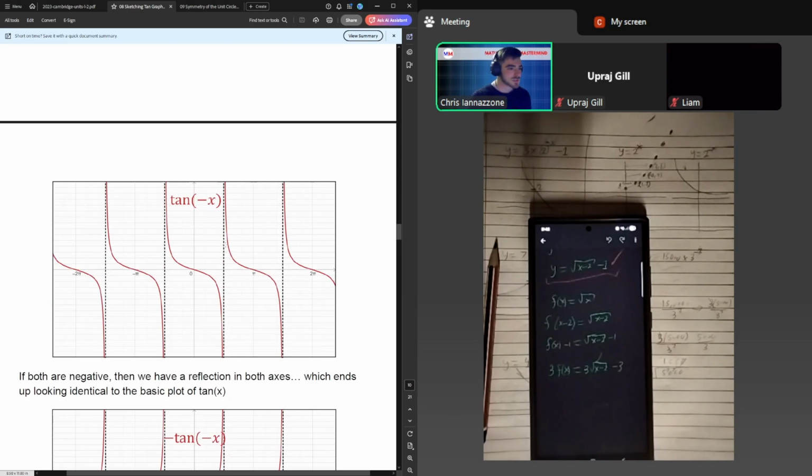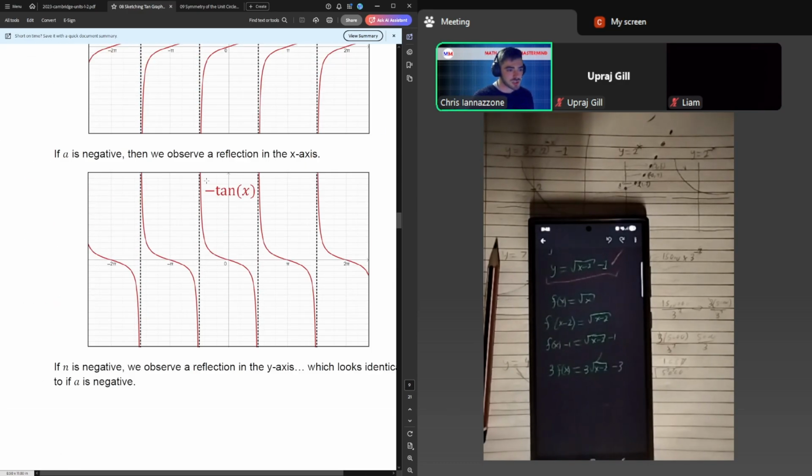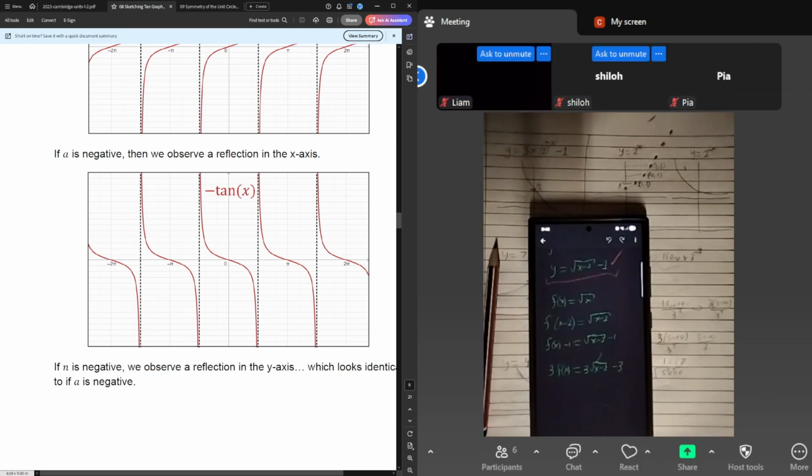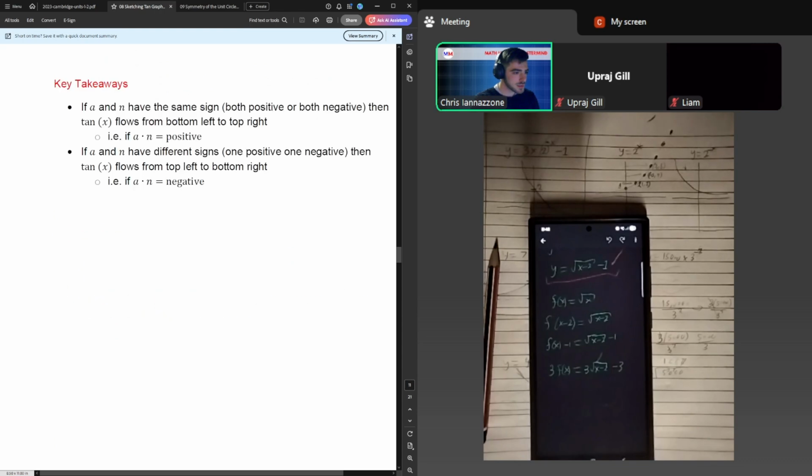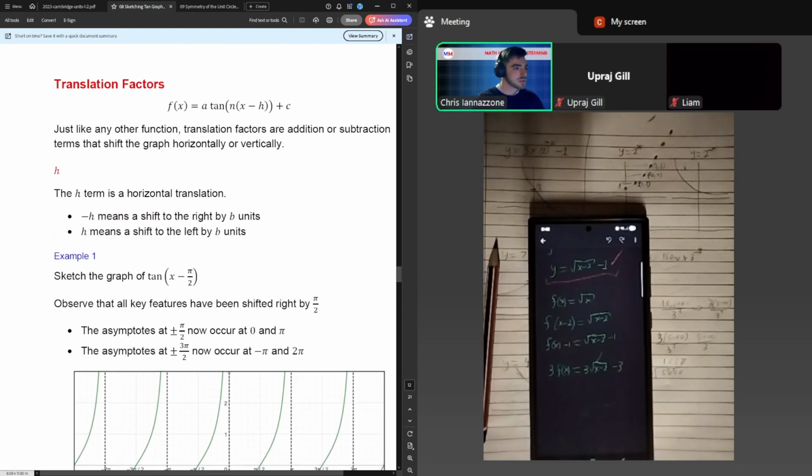There's the three possibilities. The only one that I've ever seen actually show up in a textbook or otherwise, SAC, anything like that, is going to have just a negative out the front. That's true of the other circular functions as well. Yeah, that's about it. Cool.